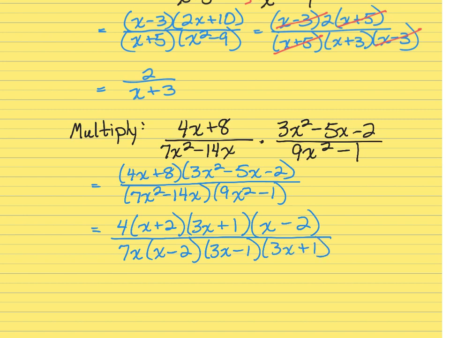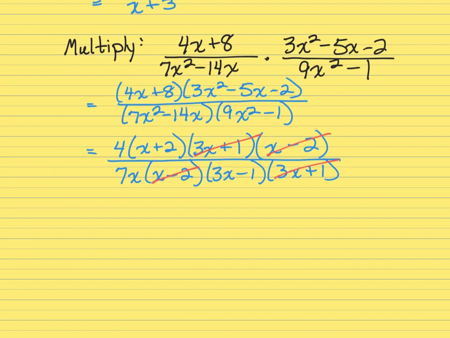Everything has been factored. Now let's cancel what we can. Looks like an x minus 2 and an x minus 2, 3x plus 1 and a 3x plus 1. And we are done. So we get a final answer that looks like this. There it is. That's our final answer.